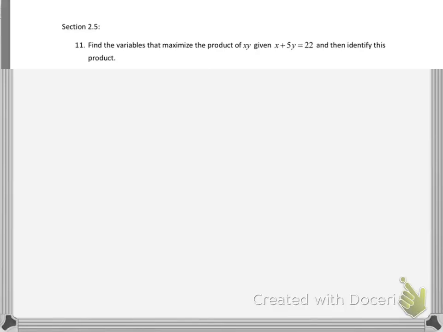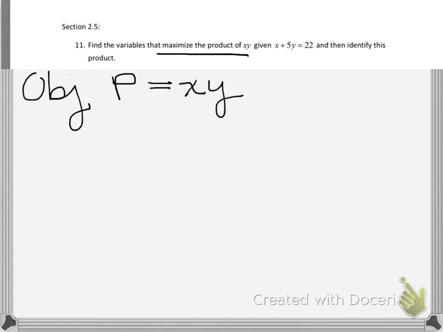So as we continue the review, question 11 asks us to find the variables that maximize. Okay, so I want to maximize the product of x, y. So right away, I know my objective function is to maximize the product. So I'm going to say product equals x, y. Now, I notice I have it in two variables, so I'm going to keep reading.